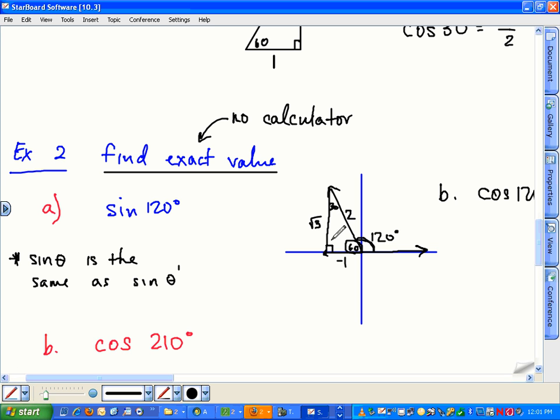What's the definition of sine? Opposite over hypotenuse. So the sine of 120 is square root of 3 over 2. Is there a way to check that on your calculator? Type in sine of 120. Quick, go. What's the sine of 120? Should be 0.86, and then type in square root of 3 over 2. 0.86.